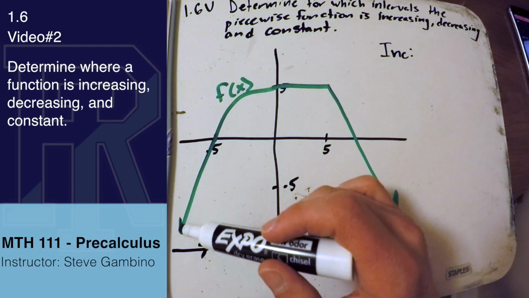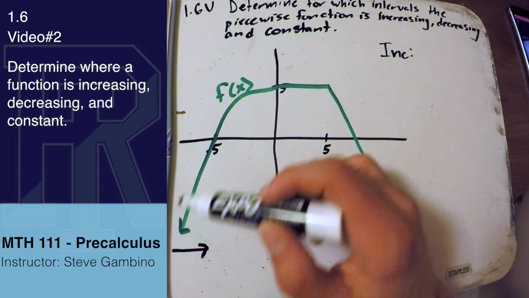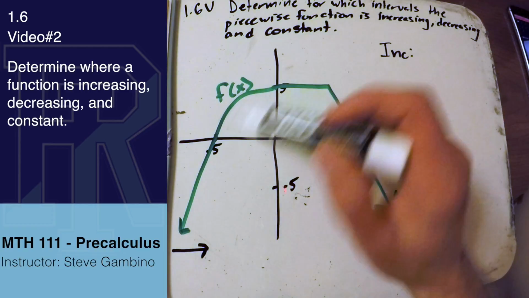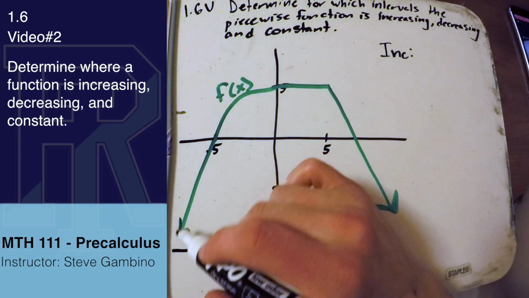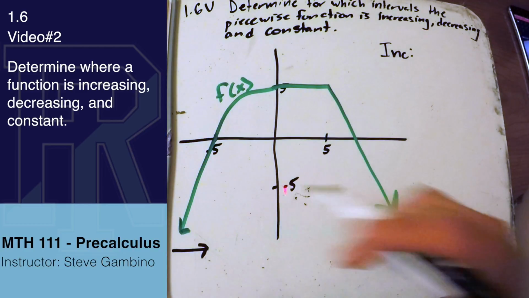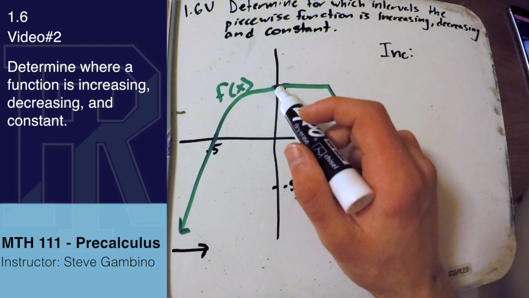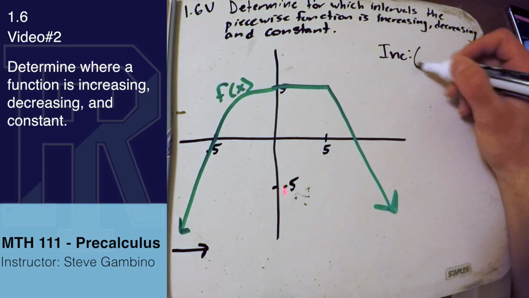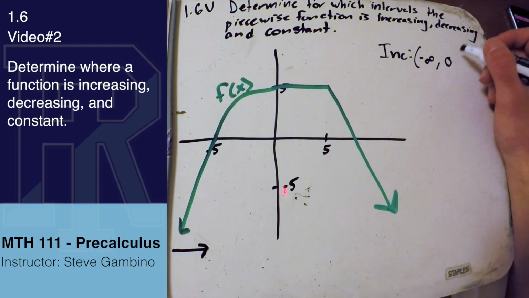along this green curve here, this is going from large negative to small positive to bigger positive. This is getting bigger and bigger as we go left to right. So from negative infinity, all the way infinitely far to the left, all the way up to this point here at 0, this is increasing, negative infinity to 0.